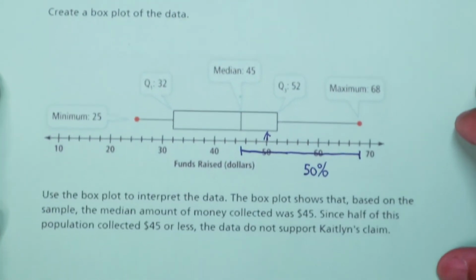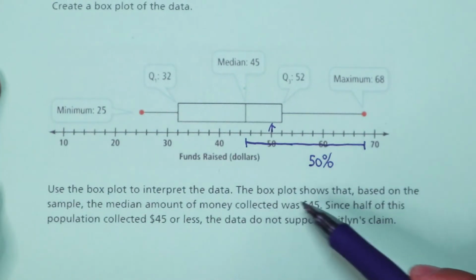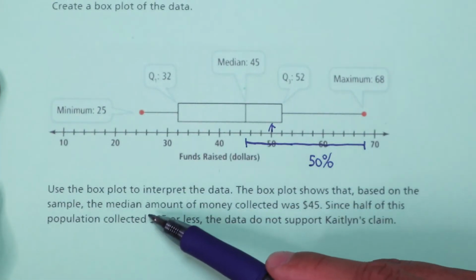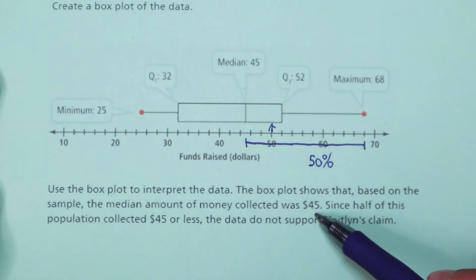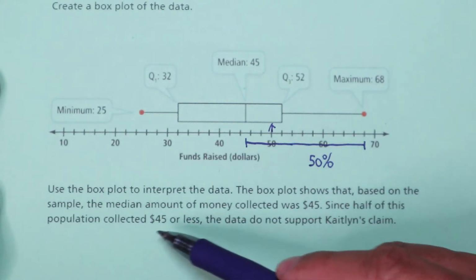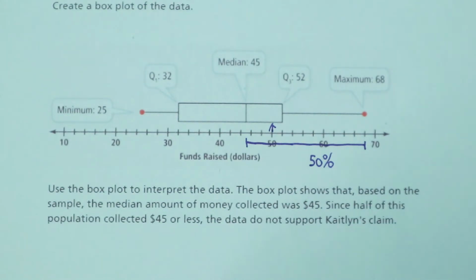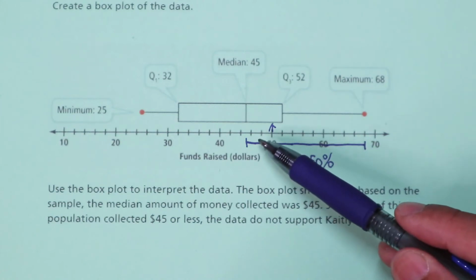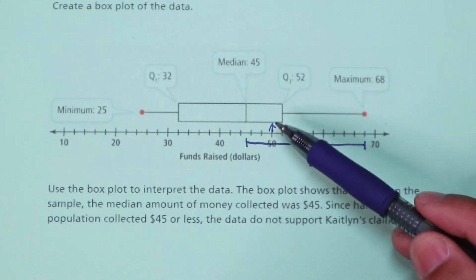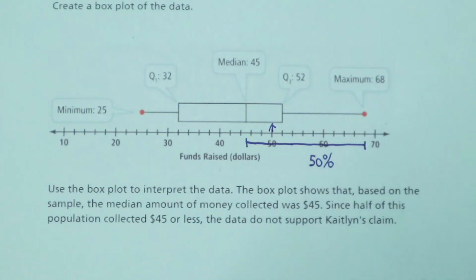So to answer her questions, it says, the box plot shows that based on the sample, the median amount of money collected was $45. Since half of this population collected $45 or less, the data do not support Caitlin's claim. Remember, she claimed that more than half of the people raised over $50 each. This is not true. This is actually less than half of the people raised $50 or more.